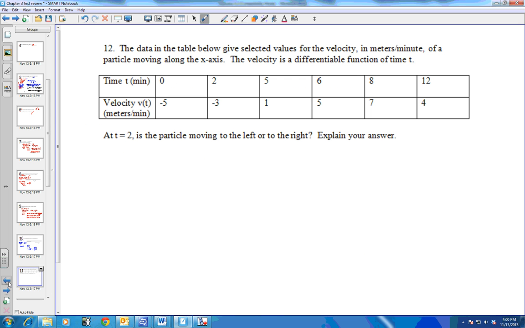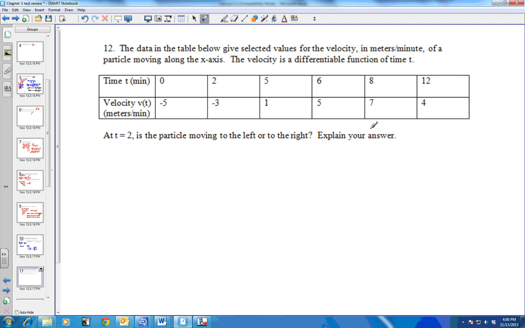Okay, number 12. The data in the table below gives selected values for the velocity of a particle moving along the x-axis. The velocity is a differentiable function of time t. Okay, so here are my times, here's my velocity. So it says at time t equals 2, so here's 2, is the particle moving to the left or to the right, and explain your answer.